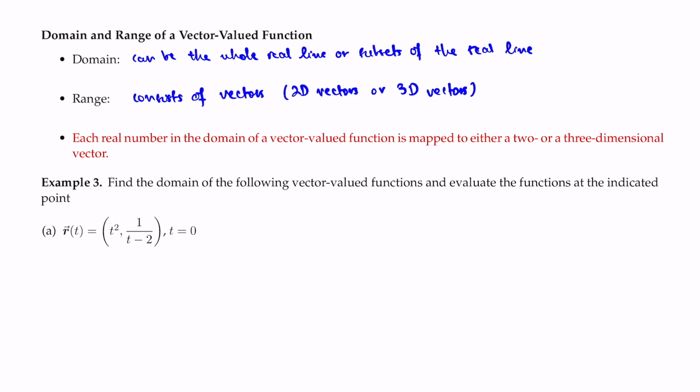If you consider a two-dimensional vector value function, then you have a plane curve, and the range of the vector value function consists of two-dimensional vectors. If you consider three-dimensional space or a space curve, then the range consists of three-dimensional vectors. So each real number, that means each t value in the domain of a vector value function, is mapped to either a two or a three-dimensional vector. So how would you find the domain of a vector value function?